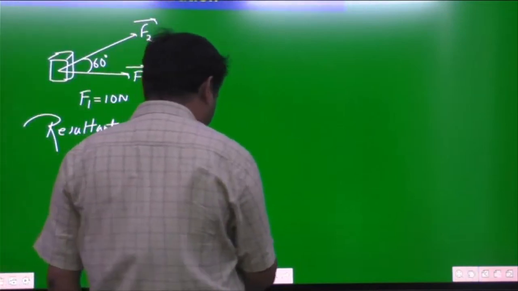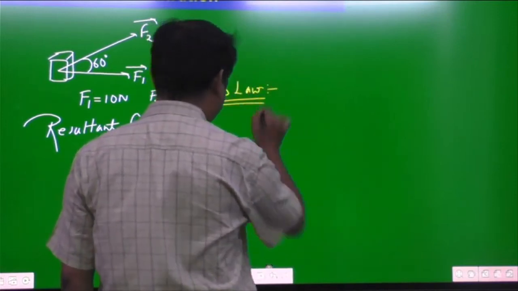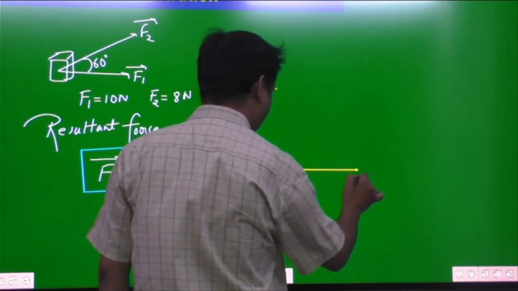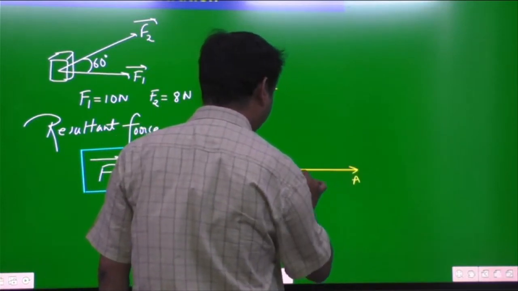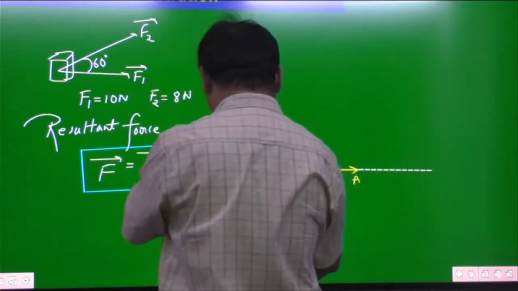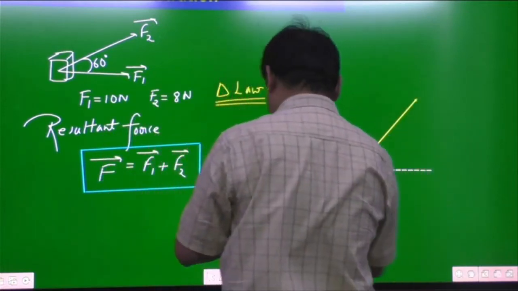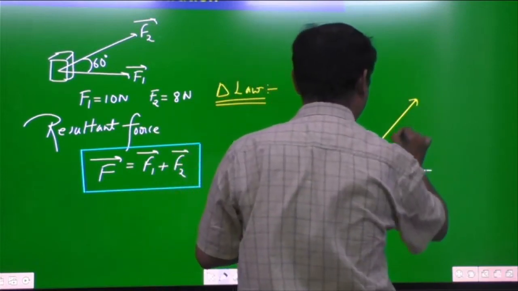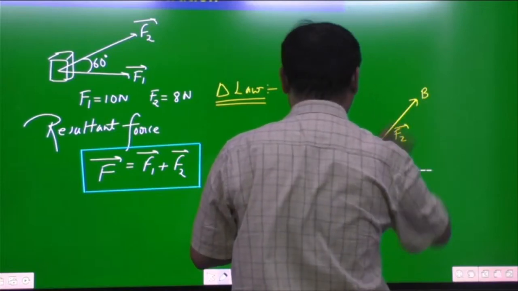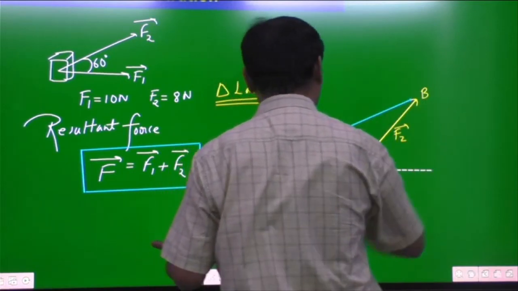Now if I'm applying the triangle law, I have to make another figure. First I will make the first vector F1 by the side, say OA. Now I'm making an extended line. Now I'll make the second vector F2, and F2 is directed at an angle of 60° with F1. So this is how we make the head to tail figure. Now I have to make the resultant vector. So guess where the resultant will be? Yes, it will be from O to B.